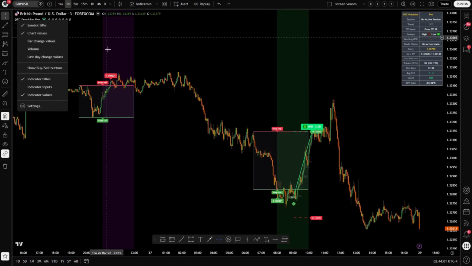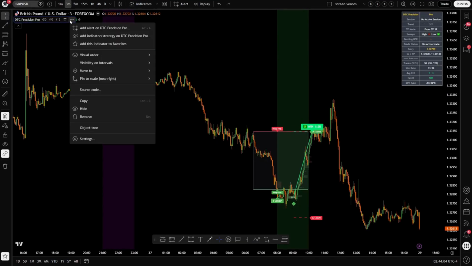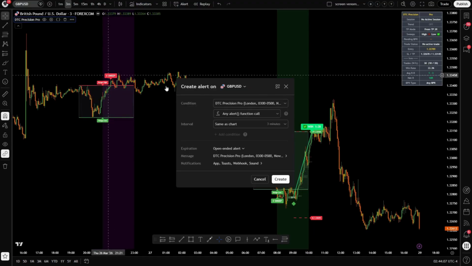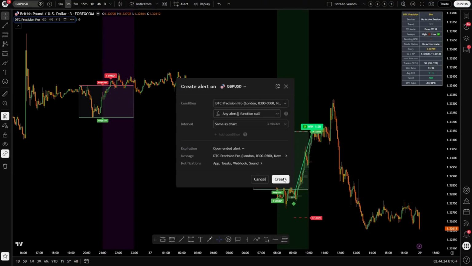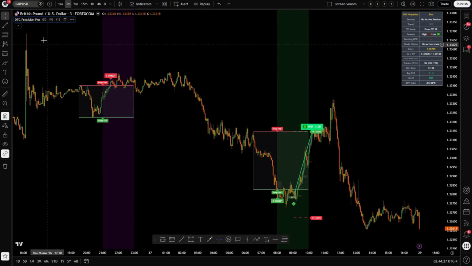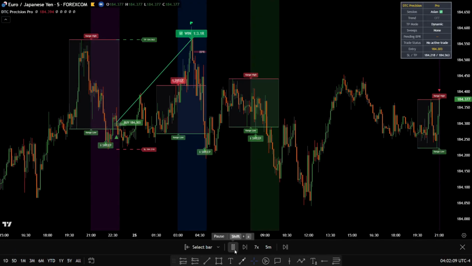To actually receive alerts, right-click the indicator name on your chart, select Add Alert, pick the condition you want from the dropdown, and set your notification method, pop-up, email, webhook, whatever works for you. You'll need to create a separate alert for each condition you want. So if you want entry alerts and trade result alerts, that's 2 alerts to set up.